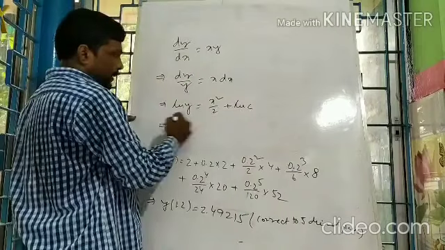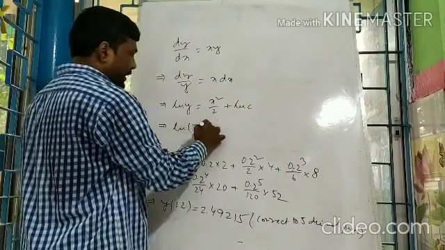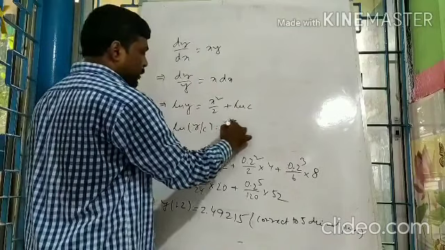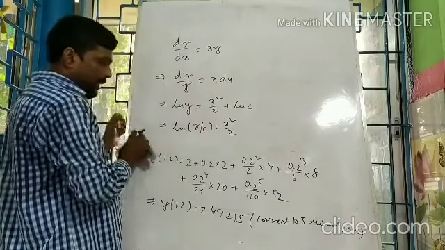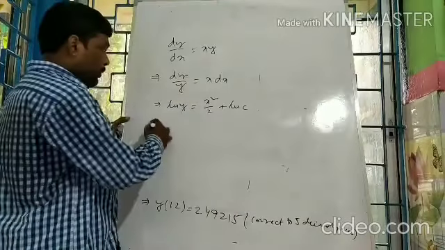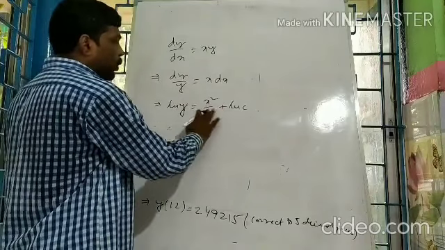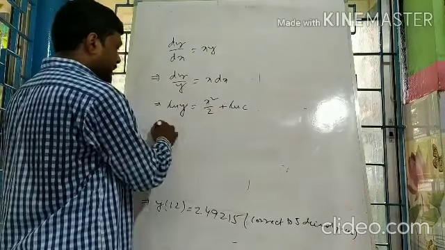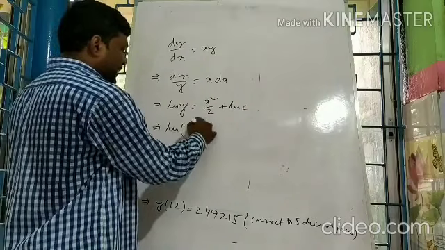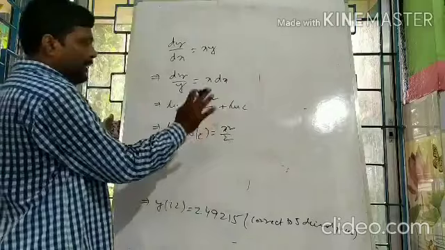ln c is indicating a constant. So ln(y/c) equals x square by 2. So ln y equals x square by 2 plus ln c, that is ln(y/c) equals x square by 2.